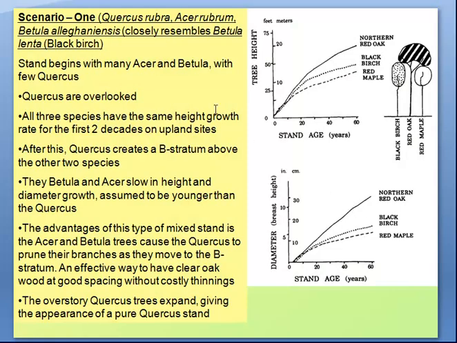Okay, so this is a scenario done out of the book Forest Dynamics, and this scenario here is scenario 1. What we want to look at here is three species, and here they have northern red oak, black birch, red maple. And just for the sake of our thinking, black birch is very close to yellow birch. So we're going to just pretend that when you see black birch, it's actually yellow birch, Betula alleghaniensis.